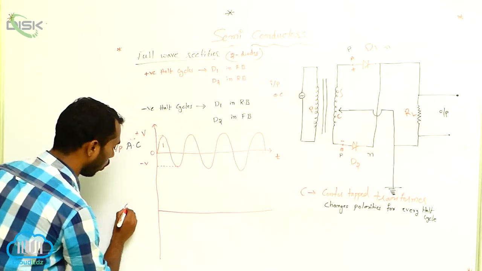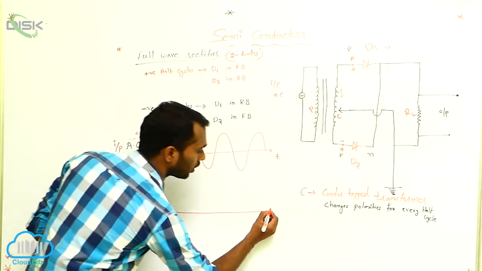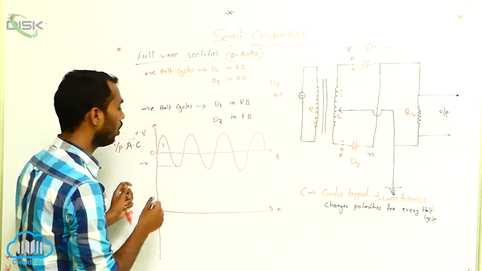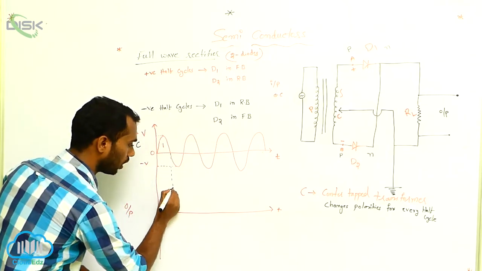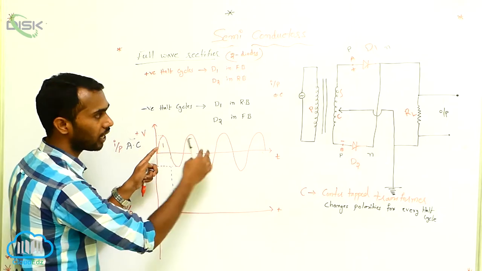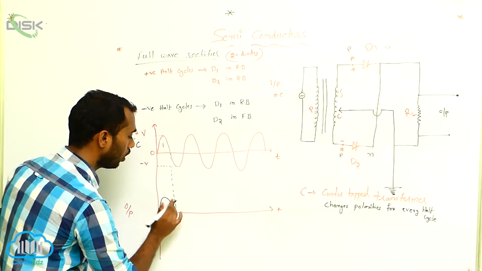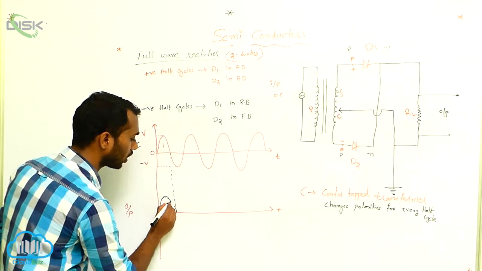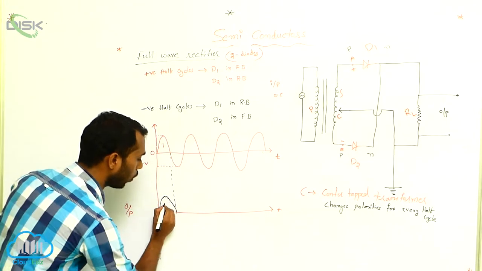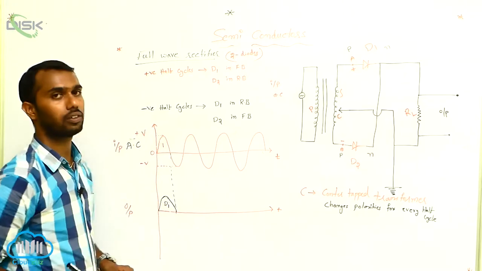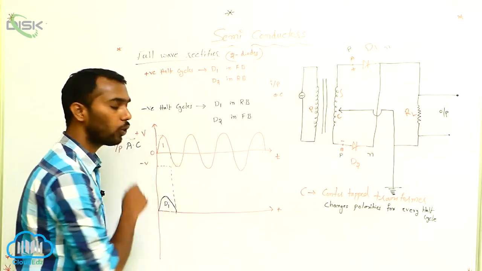Here I am drawing the output. This is the time t again. For this positive half cycle, that can pass through diode D1. Okay. Go for the negative half cycle.